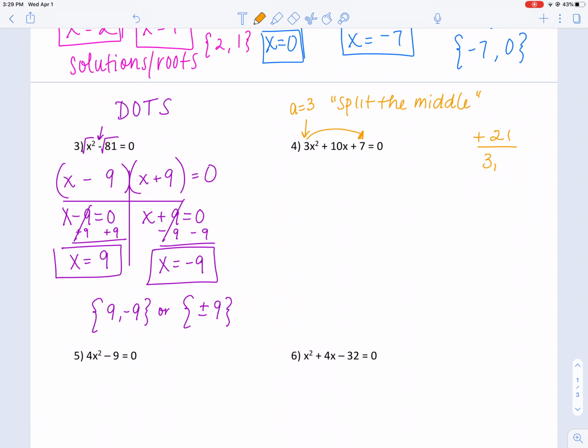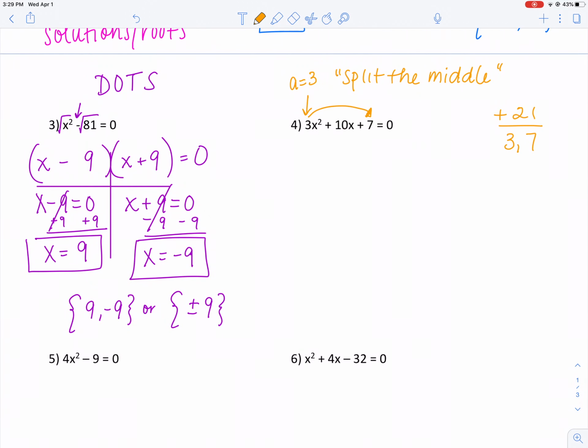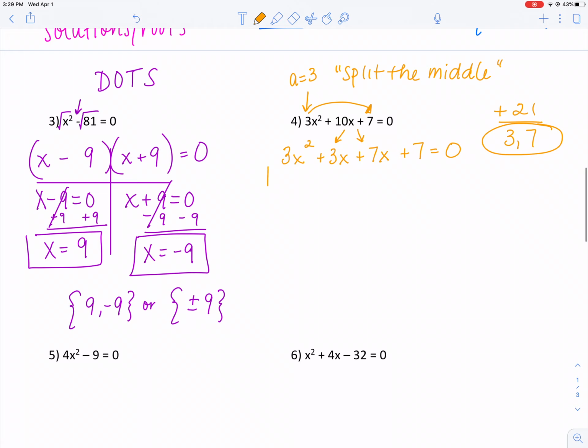Well, 3 and 7. So here's why I call this split the middle. I keep my first term, I keep my last term, and my equals 0. And I'm going to split 10x, not into 3 and 7. These are the numbers you use, but it becomes 3x and 7x. A lot of you are forgetting the x's in the middle. And look what it turns into, grouping.